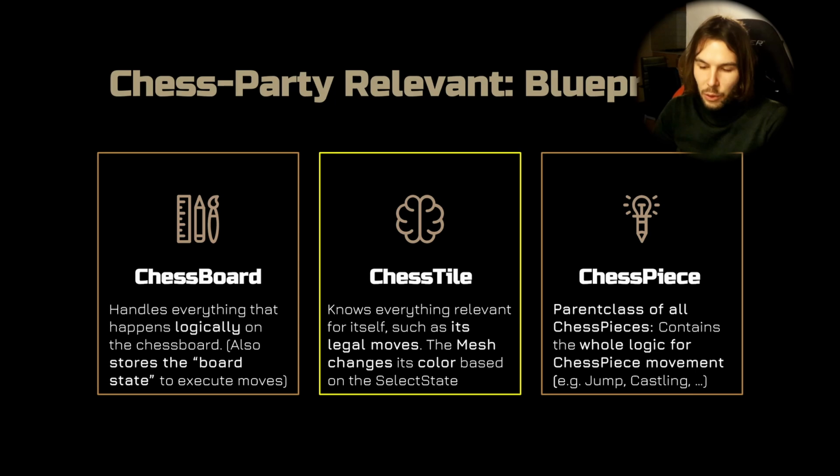The chess party relevant blueprints are, of course, the chessboard. I already showed that to you. So everything that happens logically on the chessboard is done in here. For example, castling checks and stuff like that. The chess tile is just something which is spawned in. So we can click onto it. You will see that in a second. And it can change its color based on the select state, which you will also see in a second. So that's just a part of the chess tile. And the chess piece is just, as you have seen, a parent class of all chess pieces, and it contains the whole logic for chess piece movement, like jumping, castling, and so on. But some of them might have to be implemented by yourself or actually together with me in the next lecture.